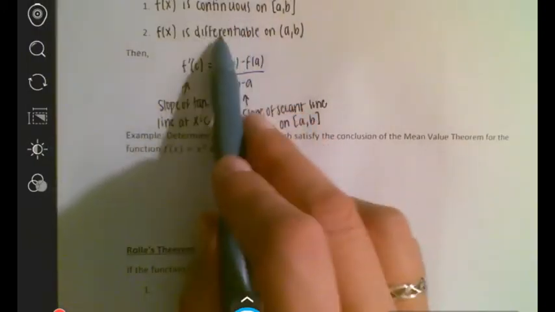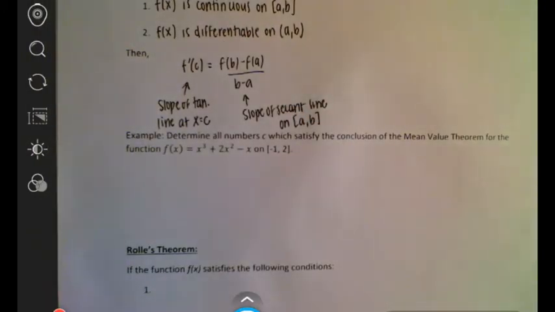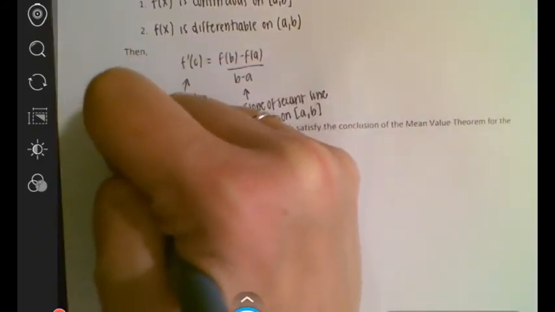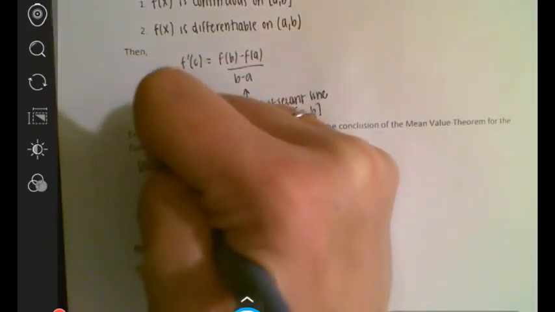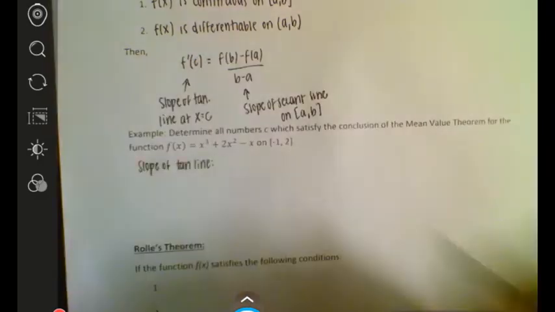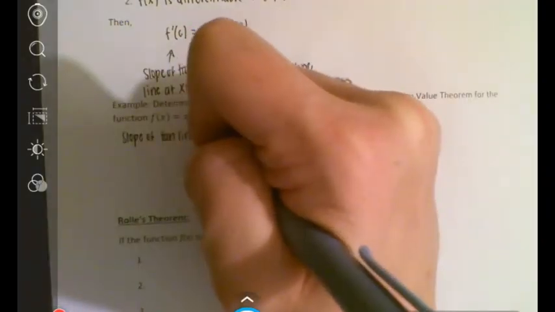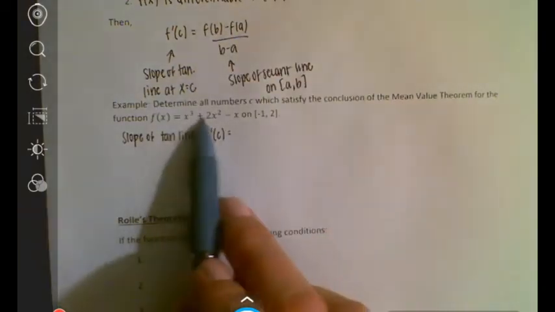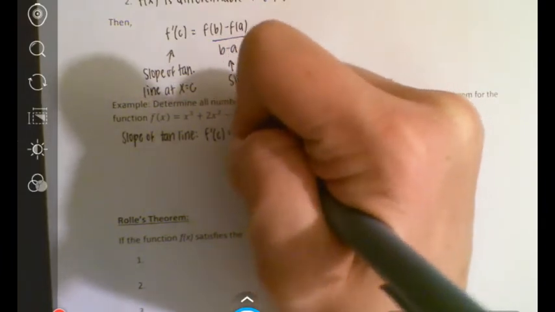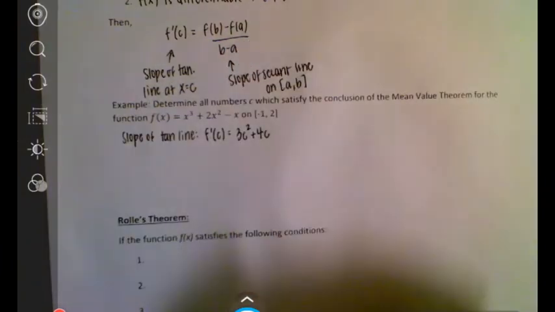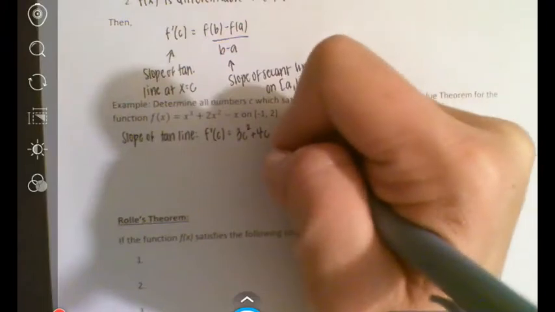So we know that these two conditions are met, and in order for this conclusion to be met, we want to figure out what the slope of the tangent line is, and we want to figure out what the slope of the secant line is. And it doesn't matter which order you do these in. I'll do the tangent line first. I'm really looking for f prime of c. So if I imagine all of these variables to be c's instead of x's, this is going to be 3c squared plus 4c, and then minus 1.